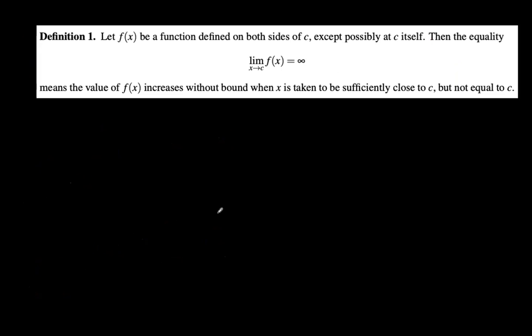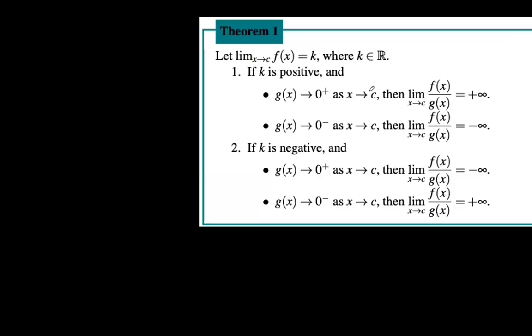Okay, let f of x be a function defined on both sides of c, except possibly at c itself. Then the equality limit of f of x as x approaches c is equal to infinity, or positive infinity, means the value of f of x increases without bound when x is taken to be sufficiently close to c but not equal to c. So that's what we discussed in the two examples a while ago. And let's have theorem number 1.